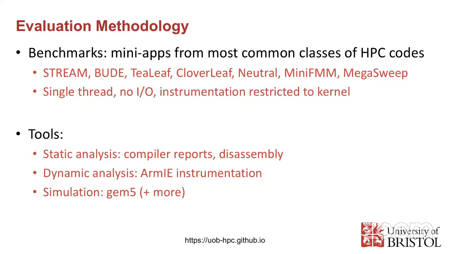T-Leaf and Cloverleaf are structured grid applications. Neutral is a Monte Carlo particle transport application. MiniFMM is a task-based mini app that implements the fast multipole method. And Megasweep is a benchmark we developed based on the kernel of the Snap proxy app for deterministic particle transport.